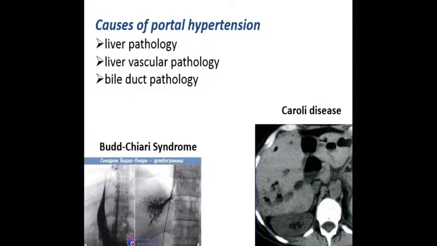Causes of portal hypertension. Portal hypertension may occur if the patient has pathology of the liver: liver cirrhosis or maybe alcoholic hepatitis. It may be liver vascular pathology, such as Budd-Chiari syndrome, which is pathology of the hepatic vein, and then the patient has this syndrome. Or maybe pathology of the bile duct, such as Caroli disease, and then this patient may have increased blood pressure in the portal vein.